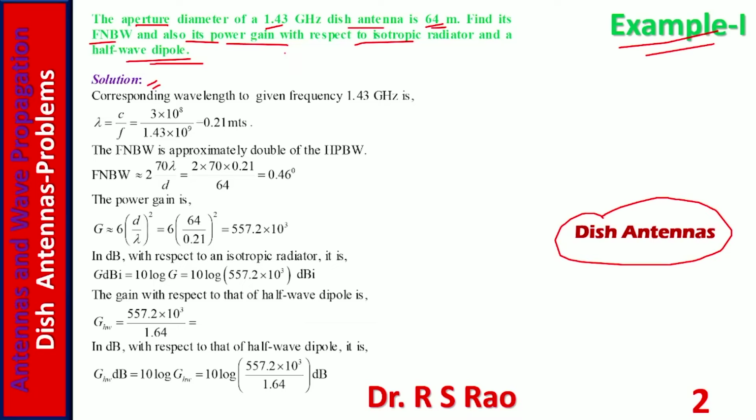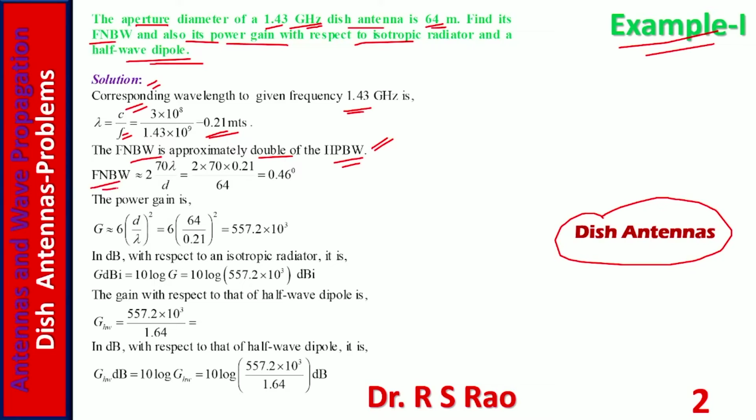Solution. Given that the antenna is working at 1.43 GHz, the wavelength corresponding to this frequency is 0.21 meters. This can be obtained by considering the c to f ratio. c is wave velocity, f is wave frequency. First null beam width is approximately double of half power beam width. This is a general relation connecting first null beam width with the half power beam widths. It applies to dish antennas too, so we can use it here.